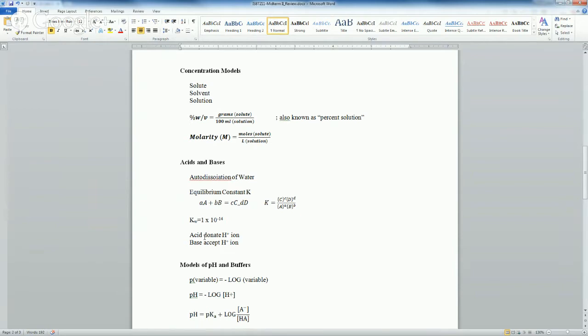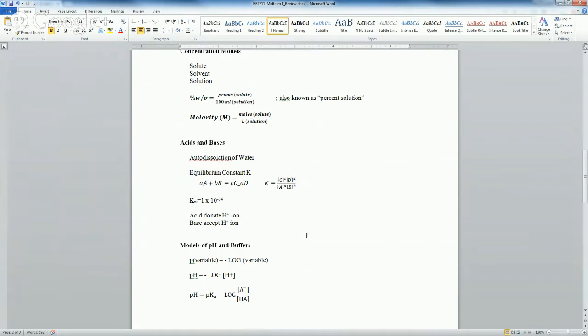And then we talked about, by the way, one of the definitions of an acid and a base, the Brønsted-Lowry version, is that acids donate an extra proton or an H plus ion, and bases accept or soak up extra H plus ions, which makes solutions acidic and basic based on their properties.